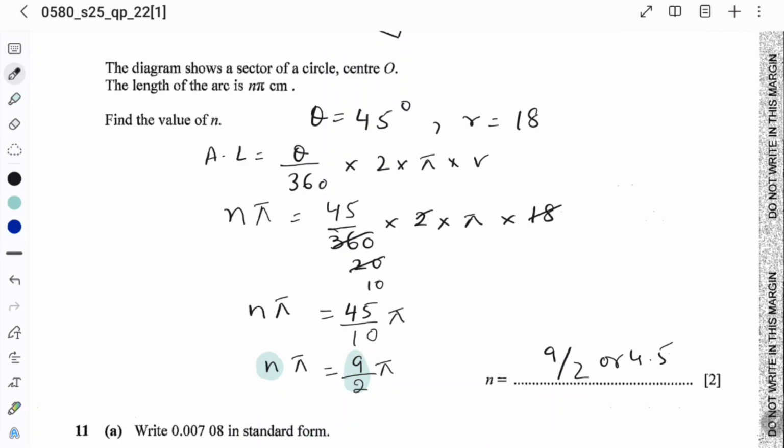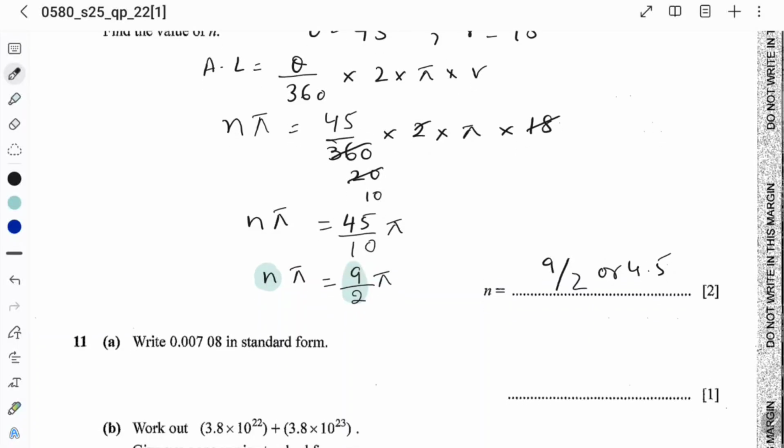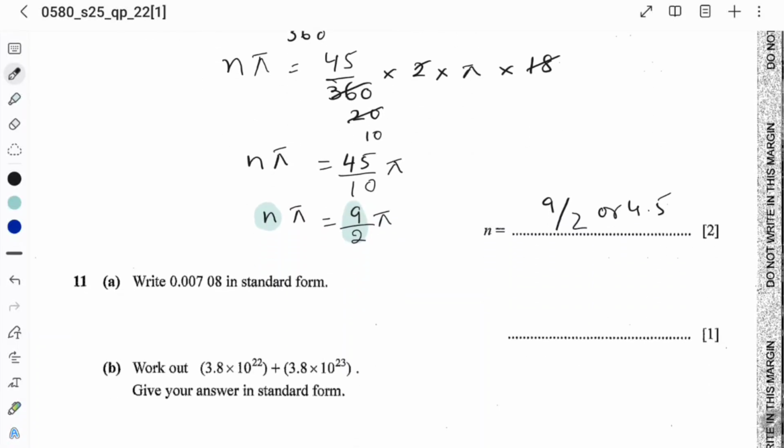All right, the next one is write 0.00708 in standard form, negative power. Obviously this is 1, 2 and 3, so that will become 7.08 times 10 to the power of minus 3 here.